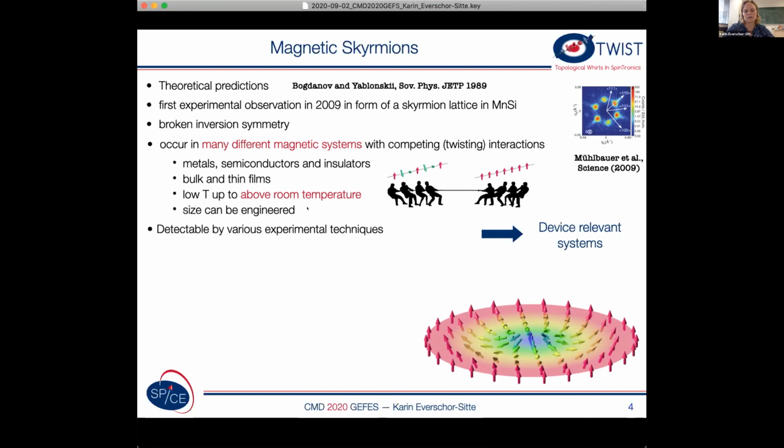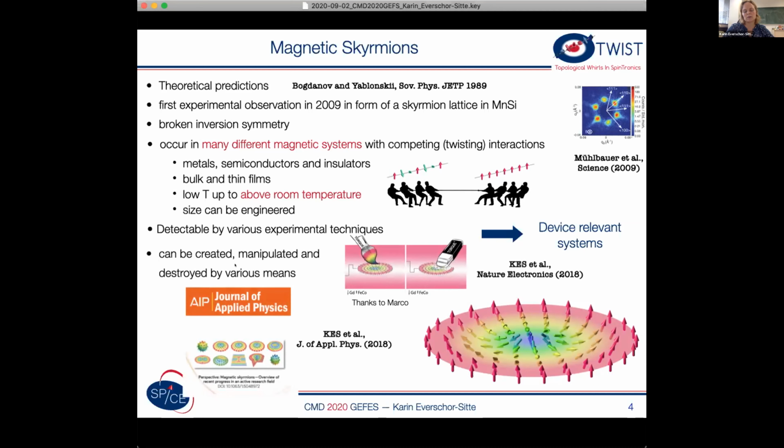And as we have also seen in the talk by Stuart, their size can be engineered, varying from a few nanometers, or a few atom sizes even, to a few micrometers. They are detectable by various experimental techniques. You can create, manipulate, and destroy them by various means.